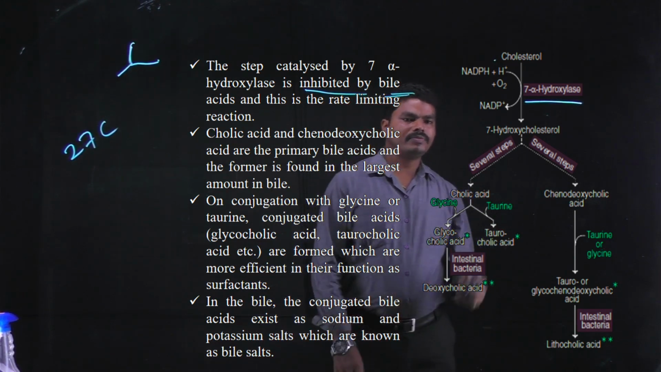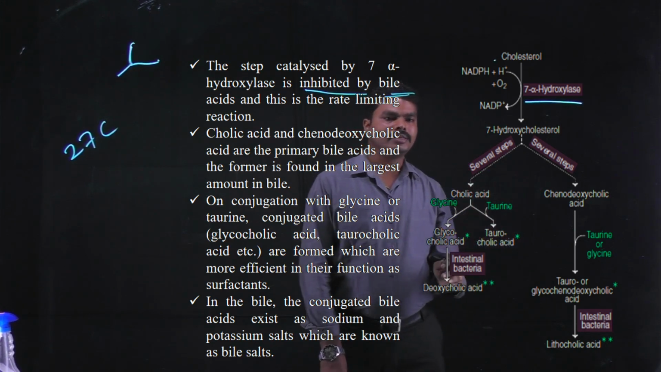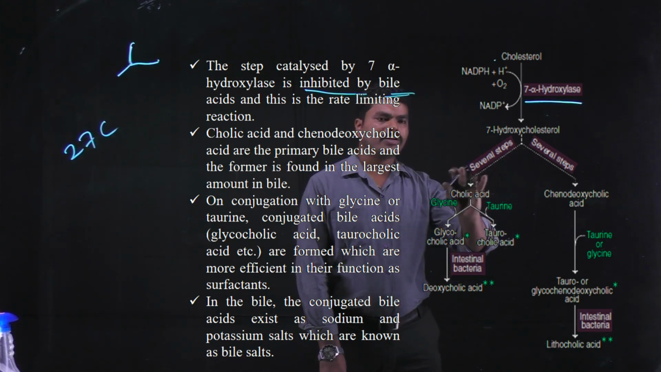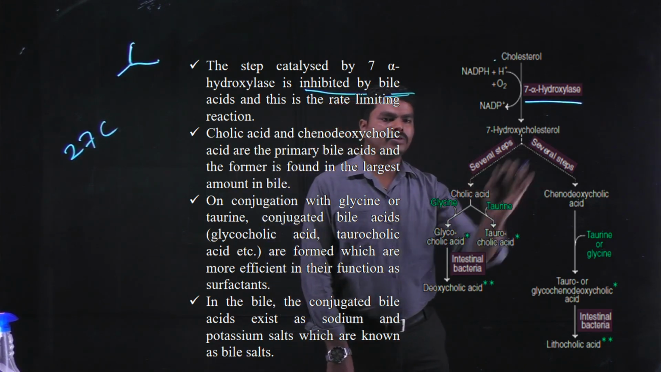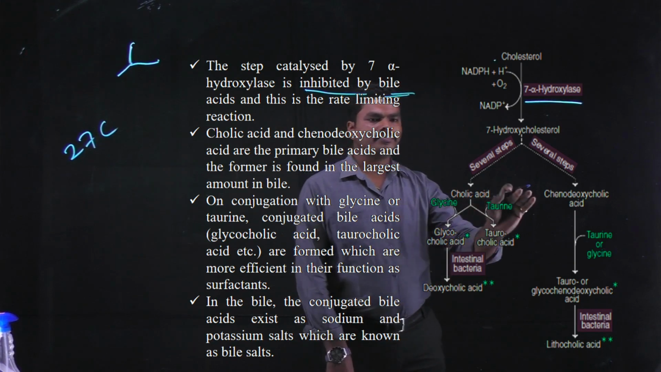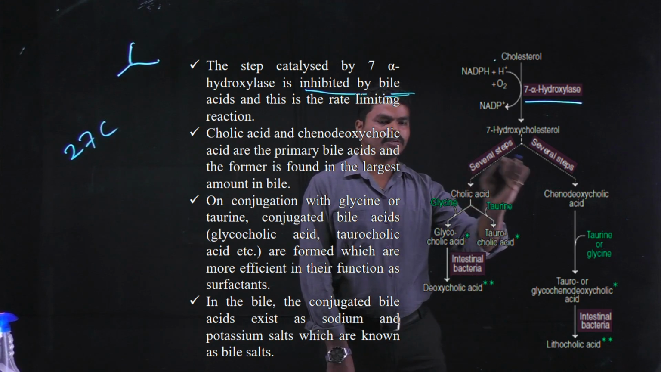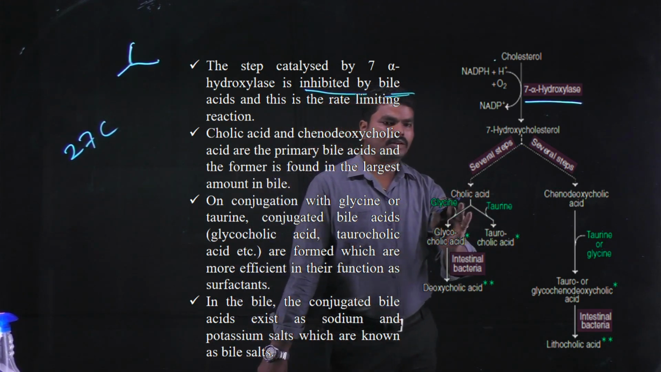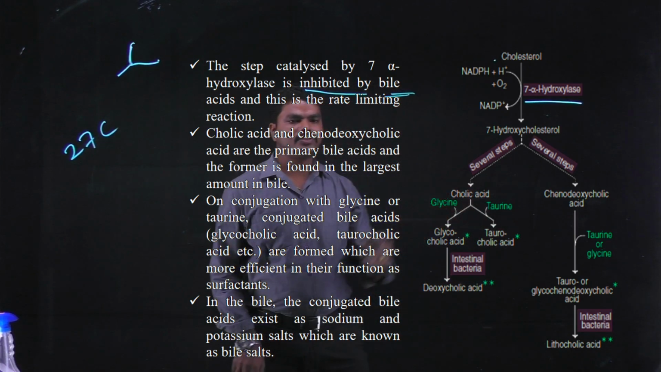For the production of cholic acid and chenodeoxycholic acid, several steps take place between these reactions. That means for the conversion of 7-hydroxy-cholesterol to either cholic acid or chenodeoxycholic acid, several reactions take place in the liver, and finally cholic acid and chenodeoxycholic acid are produced. These two are produced in large amounts.